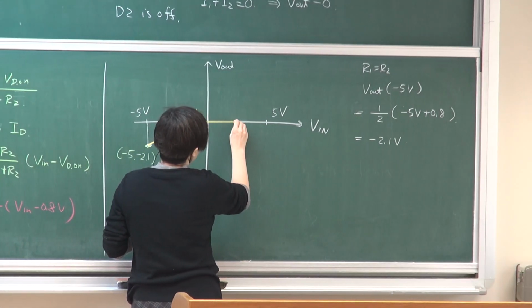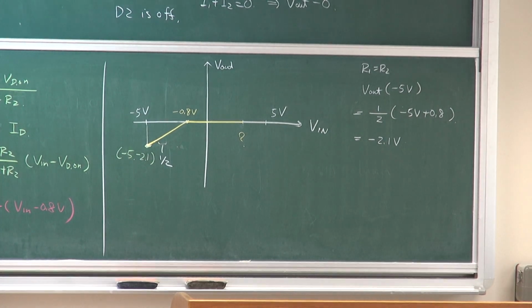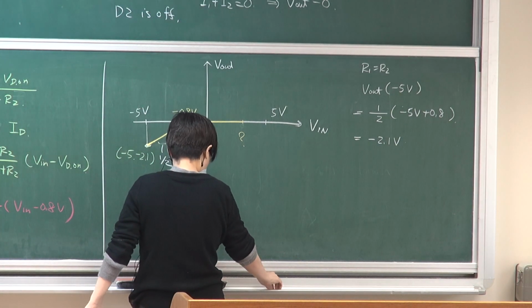Until when? So what is the next turning point? You have to increase until there's sufficient voltage to counter the bias and the turning on of the diode. Therefore, when? Correct, 2.8. So this is, let me write it down.